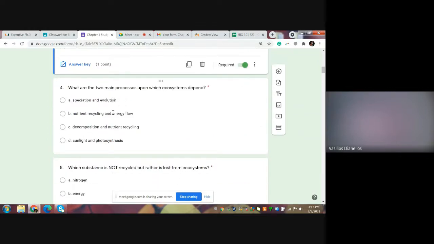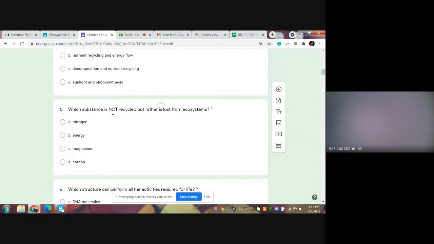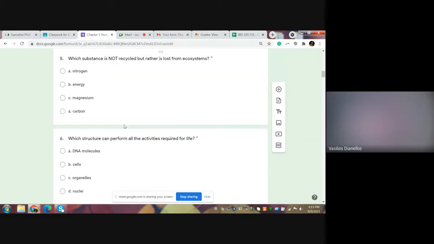Number 4 won't be on the exam. No need to talk about it. Number 5, what substance is not recycled? That won't be on the exam either. We'll talk about that later in the semester.